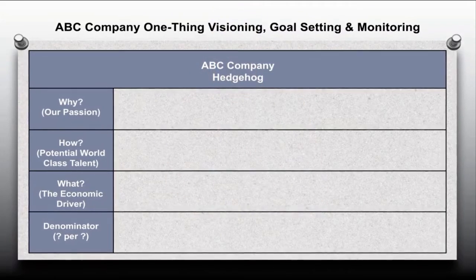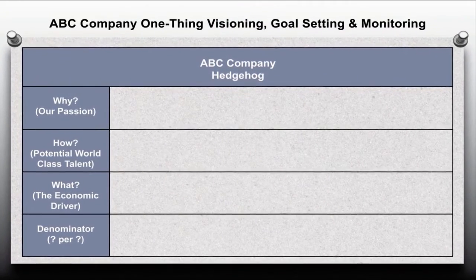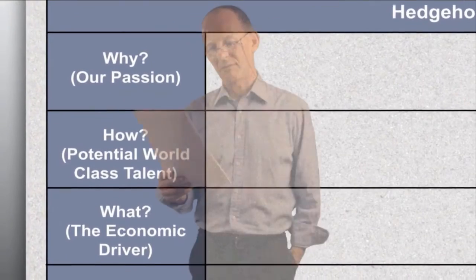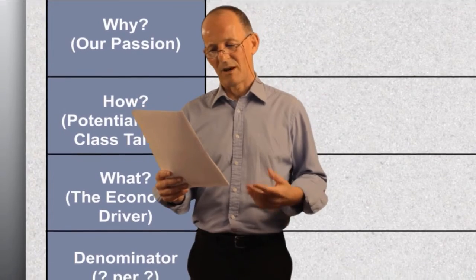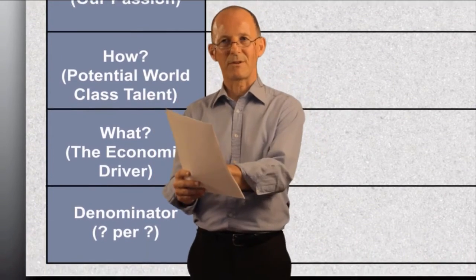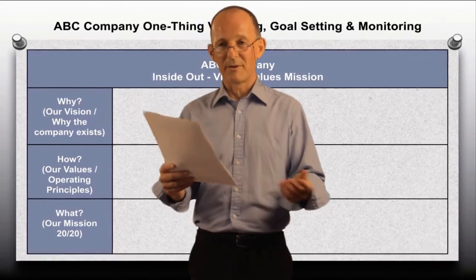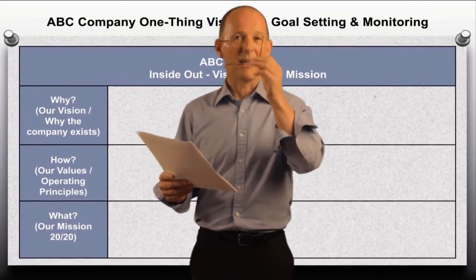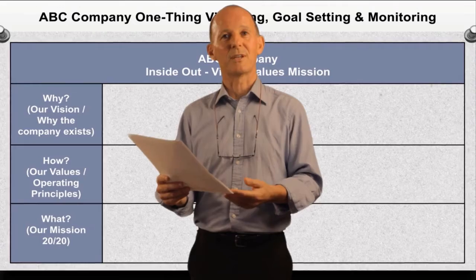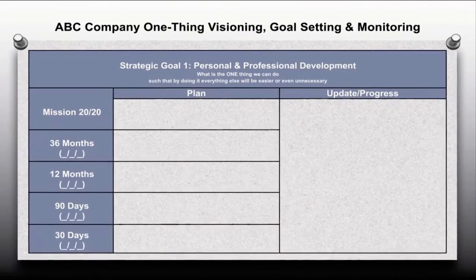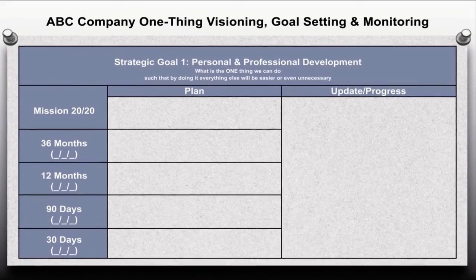So if you look at the first slide, the first slide starts with our hedgehog, just like the 1-page plan. It says, what's our passion, our world-class potential, our economic drive, and our denominator. And they're clearly articulated on the slide. The second slide talks about our inside out, our vision, our values, and our mission. So it clearly articulates in 3 boxes what those are. The third slide and thereafter is when we talk about strategic goals.